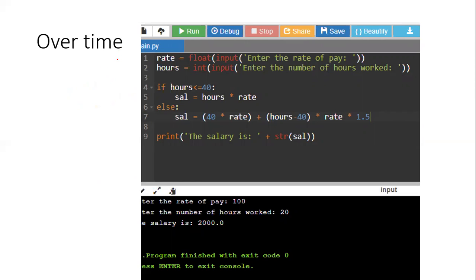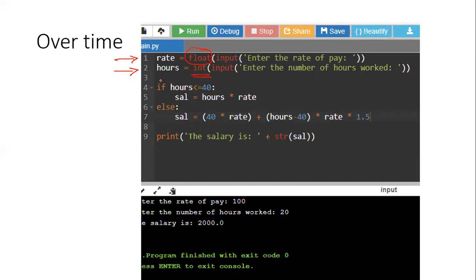So here is the input for the rate and the input for the number of hours. Because this is a money value, I've kept the rate as a float, which allows me to put a point in it. And the number of hours, I'm working on the assumption it's going to be an integer. I kept it as an int. The question did not tell me whether it should be an integer or not. I was comfortable keeping it as an integer.